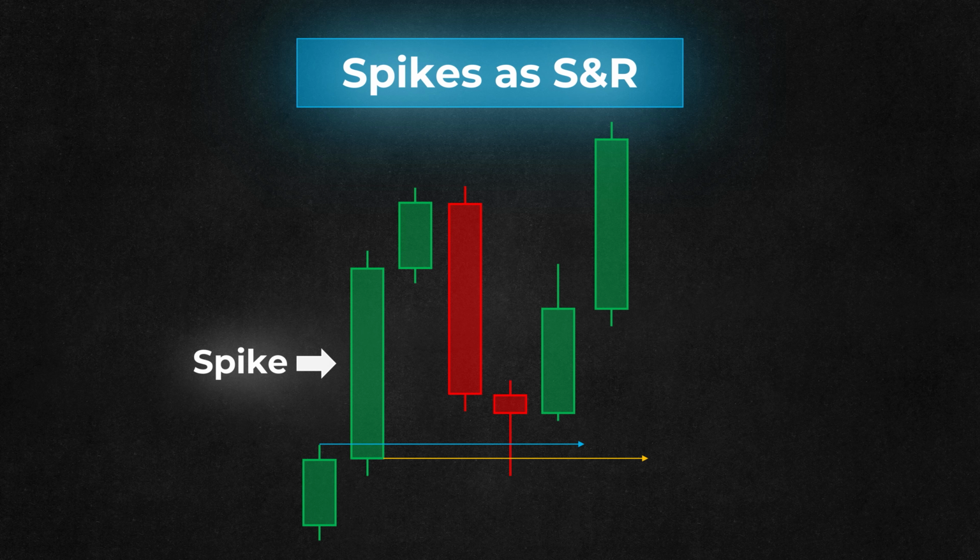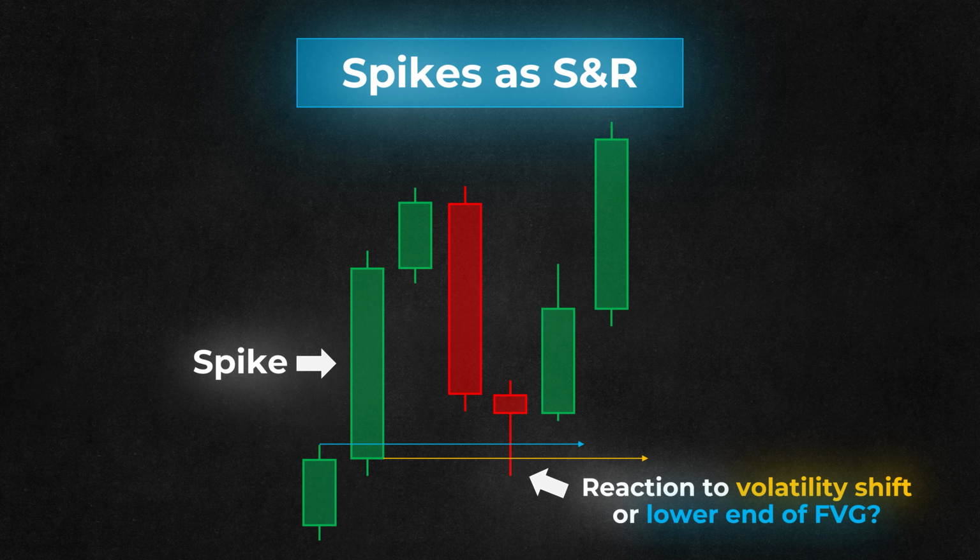Sometimes, ICT followers will think that price is reacting to the lower end of a fair value gap, but recall that a lot more people look at spikes as shifts in volatility, and they will react to the opening price instead. That means ICT followers think that price is reacting to the fair value gap, while in reality, price is reacting to the shift in volatility, which is a much more common and famous pattern in the technical analysis world.